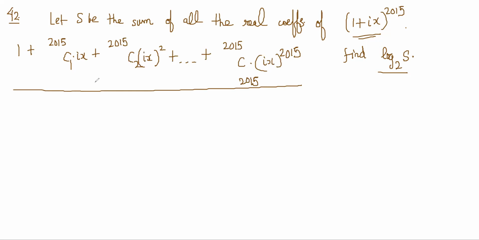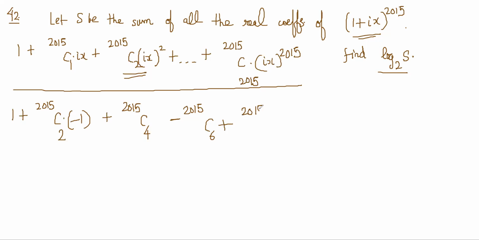Yes. The real terms are the even number terms. So it will be 1 plus 2015C2 i squared, which is minus 1, so minus 1 times the coefficient. Then the other one will be C4, minus 2015C6, plus C8. This series summation you can do. Yeah, I realized after you wrote it.